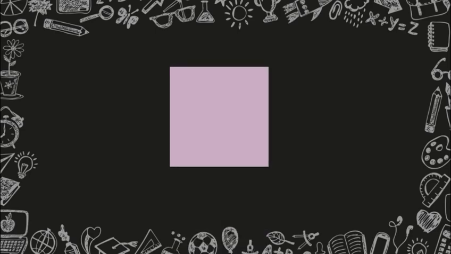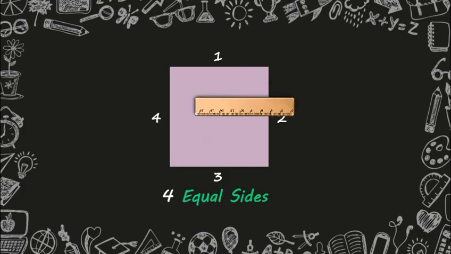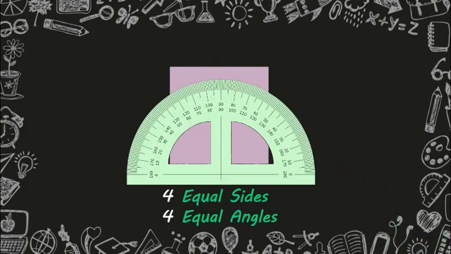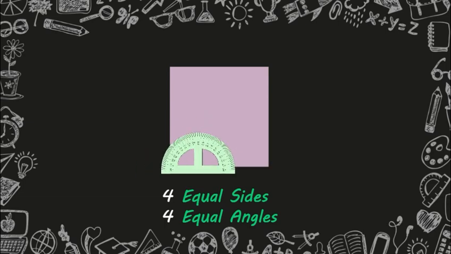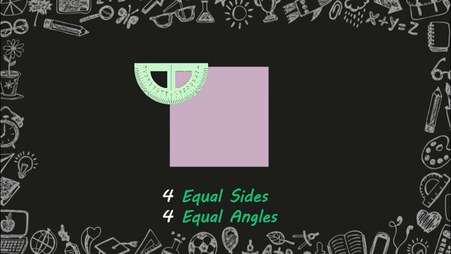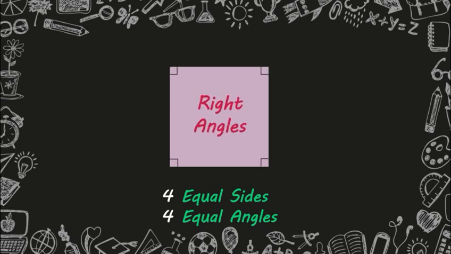Before we solve the problem, I just should recognize this shape. Of course, it's a square. And a square is a special kind of quadrilateral. It's a quadrilateral because it has 4 sides, and it's special because all 4 sides are exactly the same length, and all 4 of its angles are exactly the same size. In fact, they are right angles.